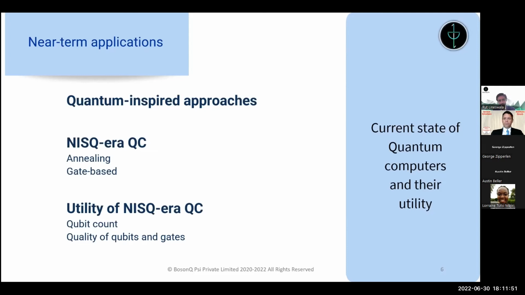So you have your quantum inspired approaches, then the NISQ era, like I was saying. These are the annealing and the gate based, two different architectures in the NISQ era. And then you have the utility of the NISQ era quantum computer, where the two main components that we really care about are the qubit count and the quality of the qubits and the gates. Specifically, when we say quality, it's more about the decoherence time and the gate depth itself, as well as the coupled qubits when you're looking for specific types of applications.